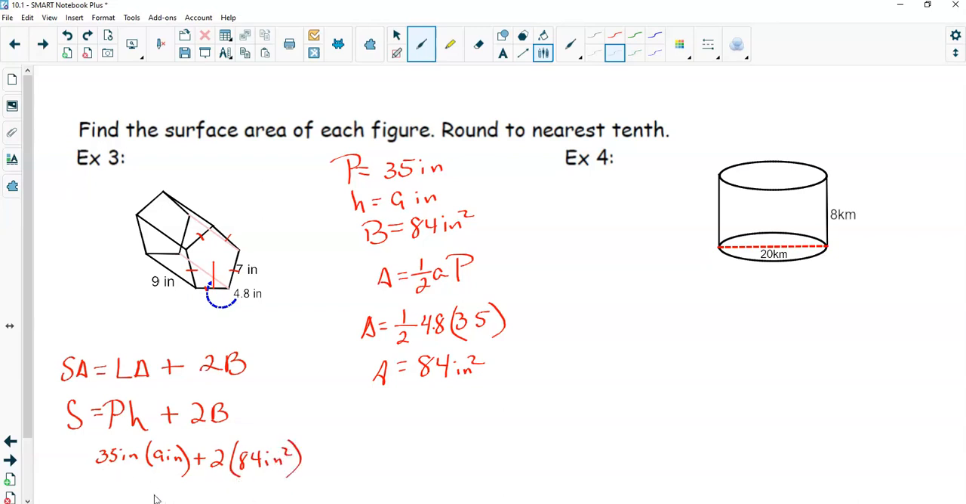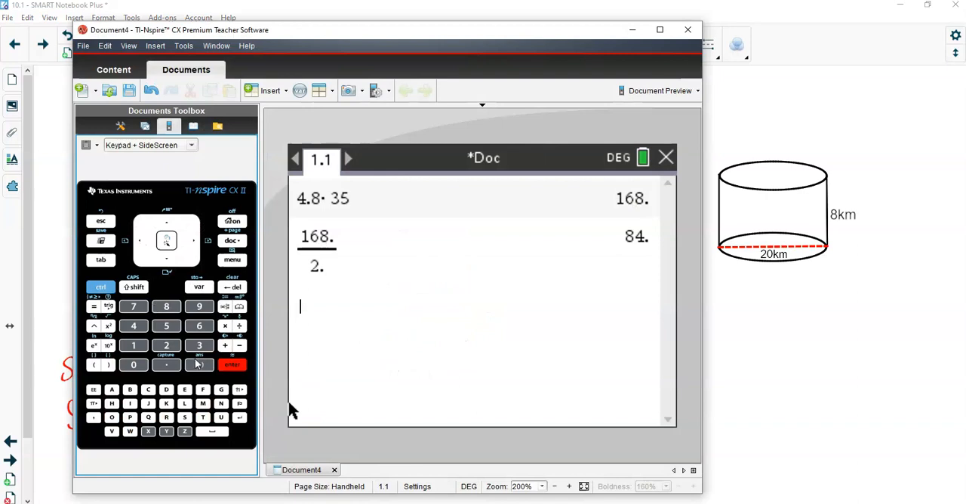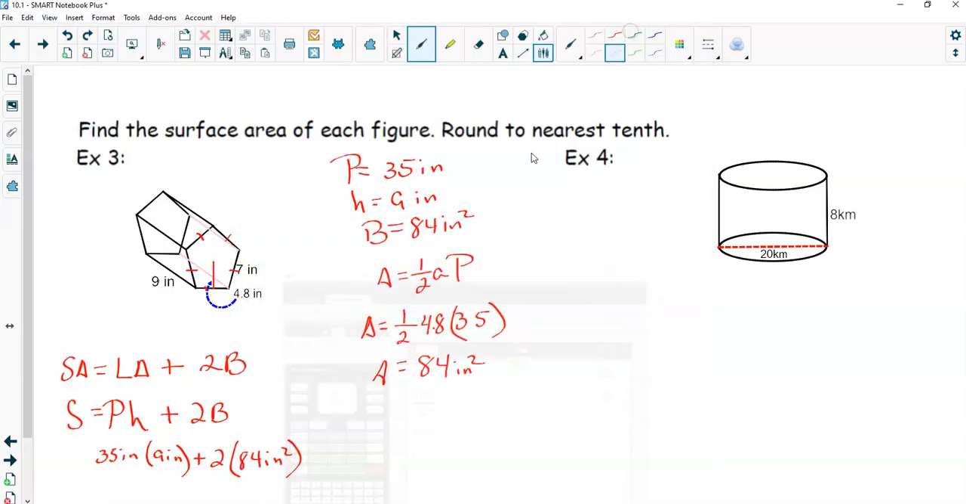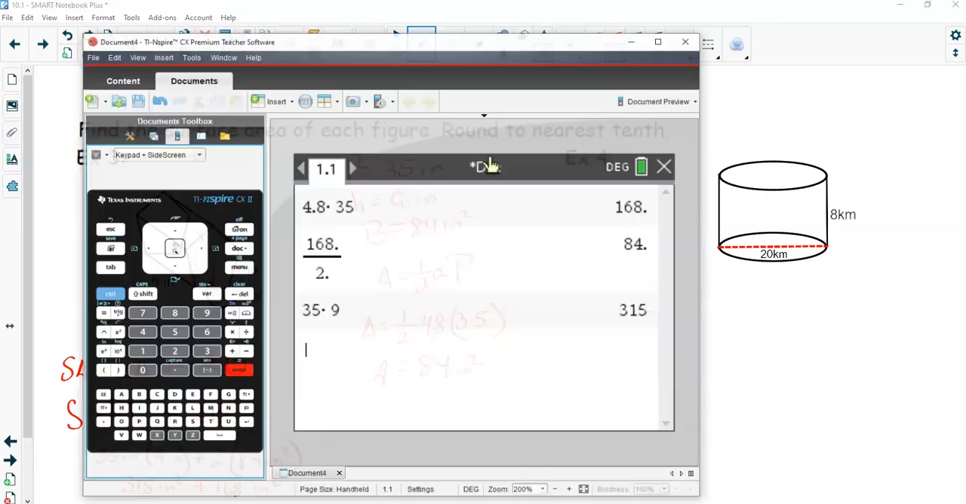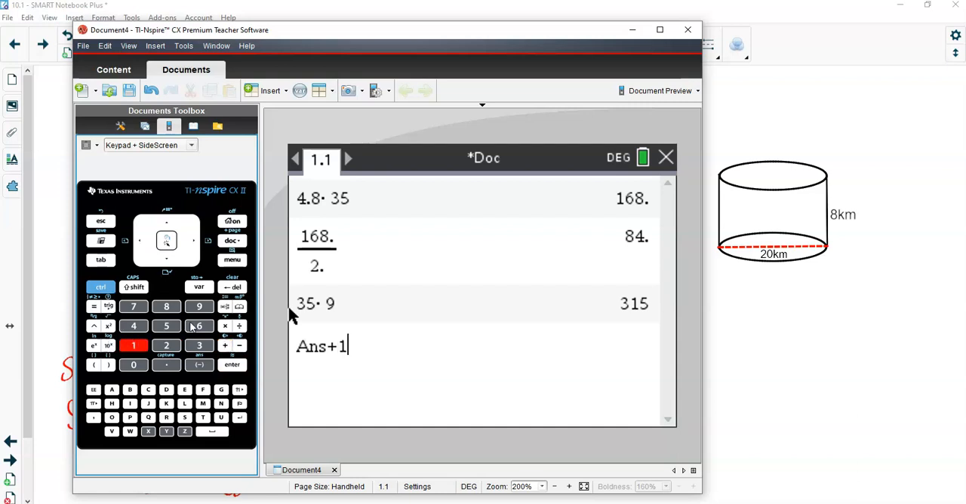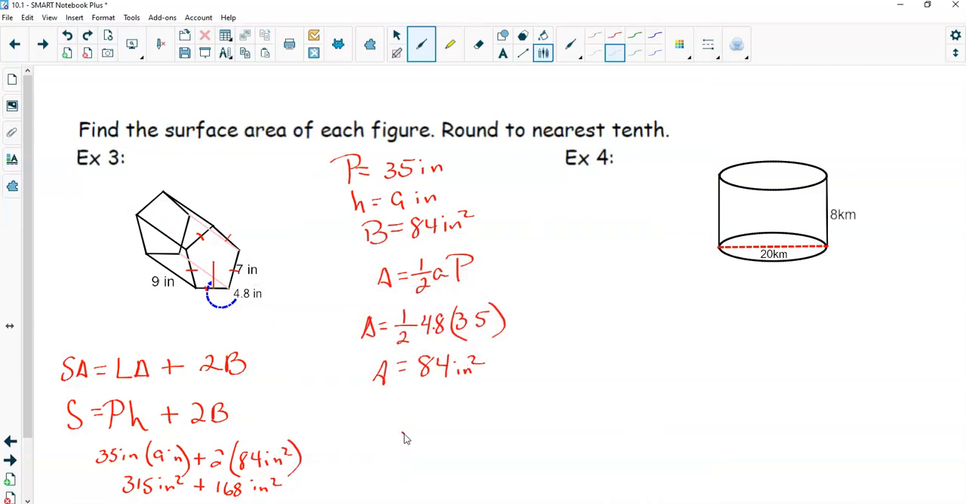Okay, so that's 168. So we have 35 times 9. We'll multiply that. That's 315 square inches plus 168 square inches. So that's 483. So the surface area is 483 square inches. And presto, done. That's your surface area.